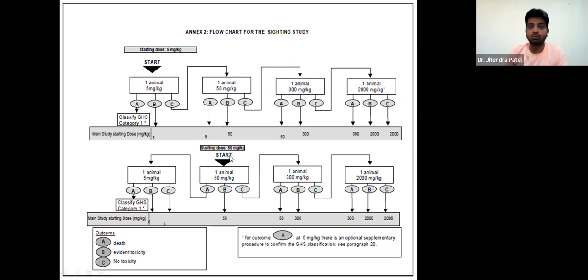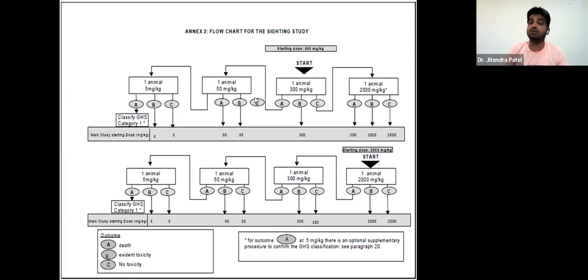And for the second starting dose, we will not give 5 mg per kg directly, we will give 50 mg per kg. That is the start button here, 50 mg per kg. After giving this dose, again three conditions will arise: A, B, and C. Either the animal will die. If it dies, we will reduce the dose and go towards 5 mg, because between 5 and 50 there is a lot of difference, and between 50 and 300 there are so many possible doses. If the animal does not show any signs and symptoms with 50 mg per kg, we will go towards 300 mg, and then further to 2000 mg per kg, right? This is the second condition.